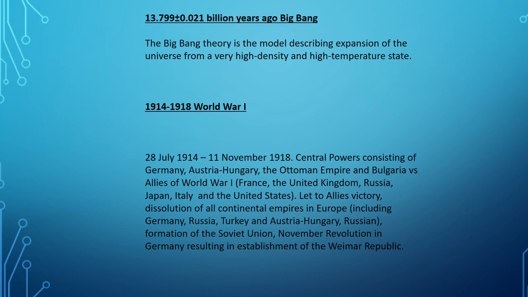Two major world wars took place. First World War took place between 1914 and 1918. It was fought between the Central Powers and the Allies. The Central Powers consisted of Germany, Austria, Hungary, Ottoman Empire, Bulgaria, and in the Allies, there were France, United Kingdom, Russia, Italy, Japan, United States.